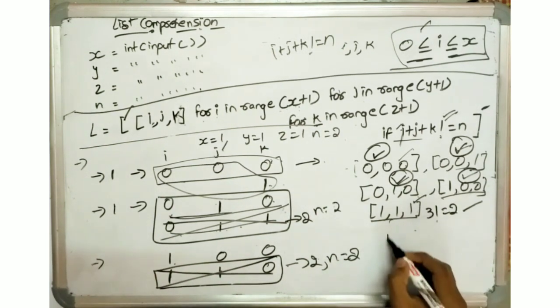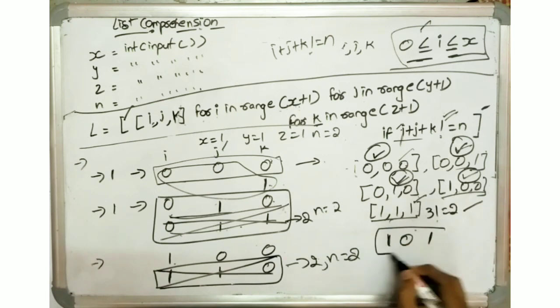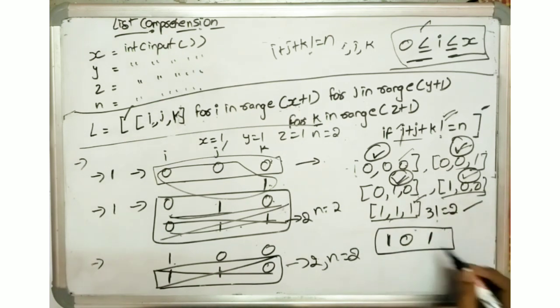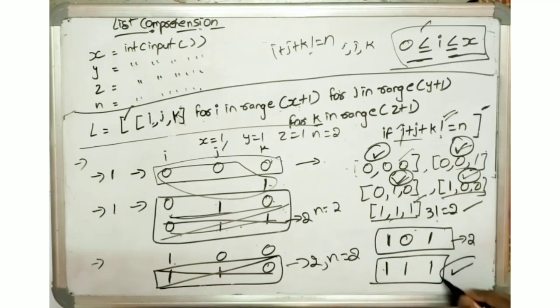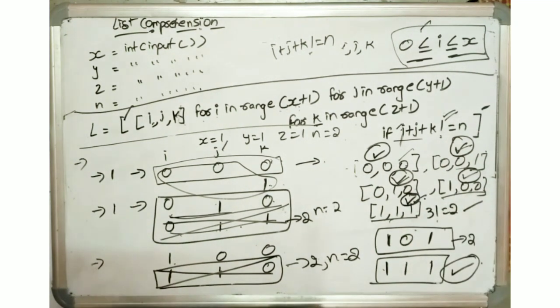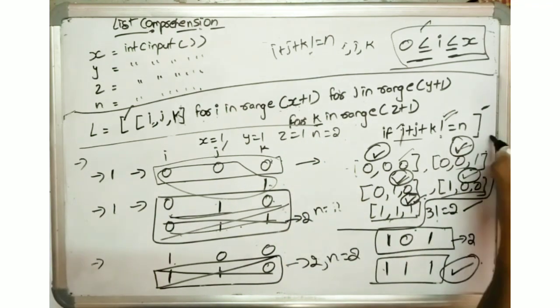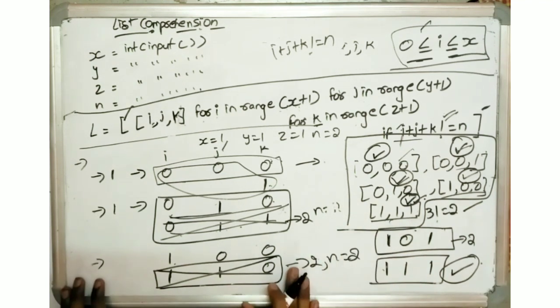What is the next case? 1, 0, 1. This is also not satisfied because the sum is equal to 2. Next, 1, 1, 1. This is satisfied because the sum is equal to 3. Our condition is satisfied, so we save this one. Like this, after all iterations, these are the values available in the list. We are just printing them.